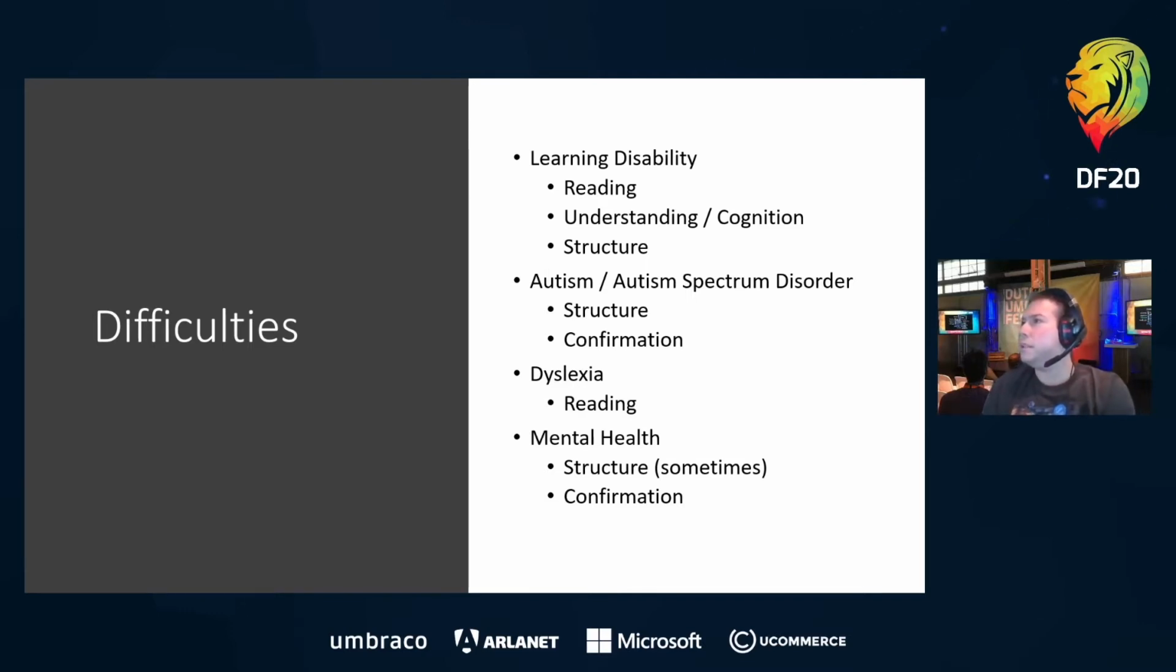So I'm going to talk about learning disabilities. These people see the words, but have a lot of difficulties reading them. And every disability is a spectrum. So some people can read a bit of words, some people really don't understand. So understanding, cognition, and structure are really a thing for learning disabilities. Then you have autism spectrum disorder, so structure and confirmation are really important for them, another kind of structure, and they need a lot more confirmations. Then you have dyslexia and reading. They have difficulties with reading.